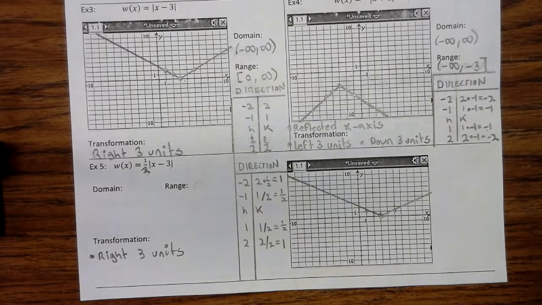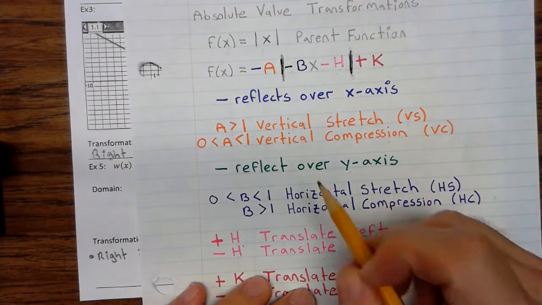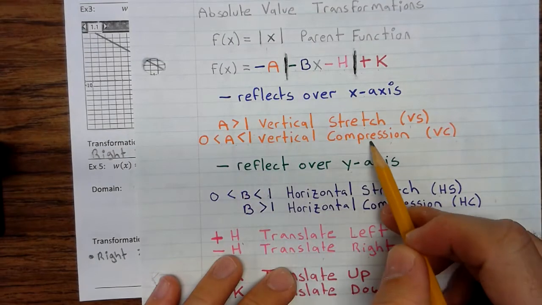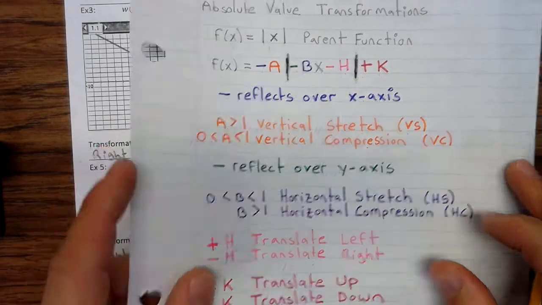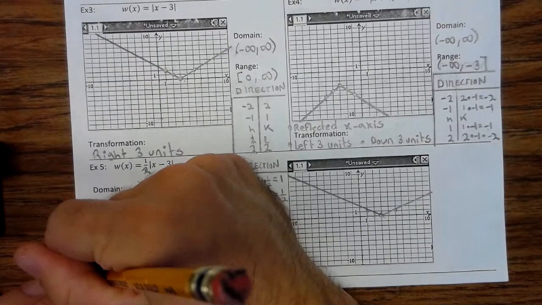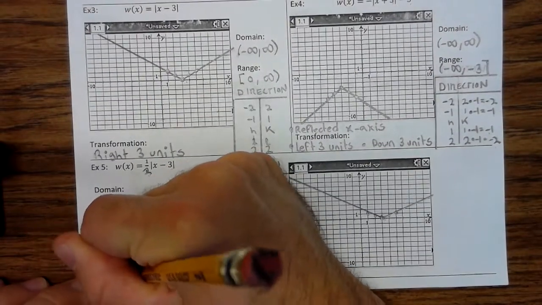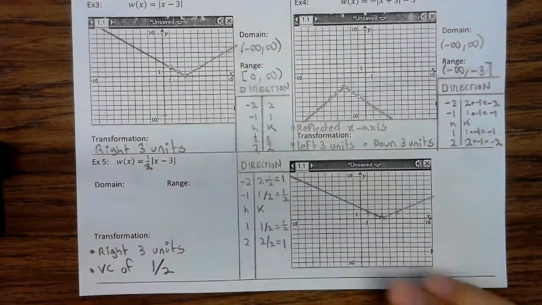All right. Now, from our notes, we see here that A is greater than 0 but less than 1, so it's a vertical compression. So the transformation is a vertical compression of 1/2.